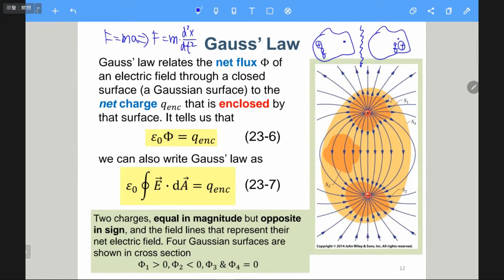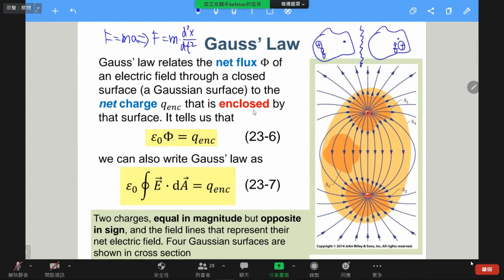And S4 is the big one, which is like an egg. S4 totally encloses this positive and negative charge. Of course, we assume these charges have the same magnitude. So the net charge enclosed by S4 will be zero. In that case, according to the Gauss law, the net flux for S4 will also be zero. So we have phi 1 positive, phi 2 negative, and phi 3 and phi 4 both equal to zero. So this is a general introduction to the Gauss law. It might be a bit difficult. If you could not understand, just leave a comment and I'll try to explain it again.